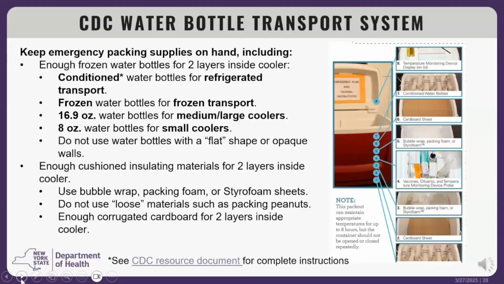You will also need enough conditioned insulating materials for 2 layers inside the cooler. Use bubble wrap, packing foam, or styrofoam sheets for a layer above and below vaccines at least 1 inch thick. Do not use loose materials such as packing peanuts.